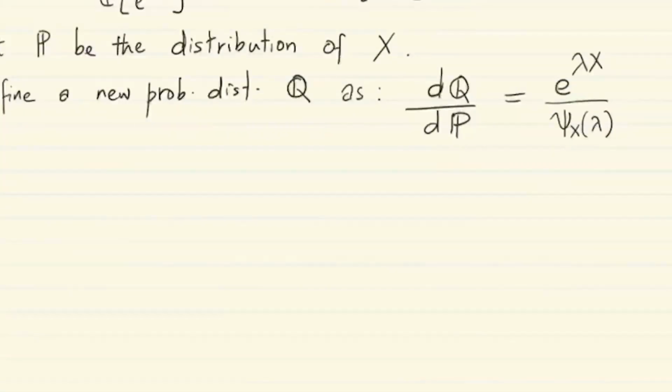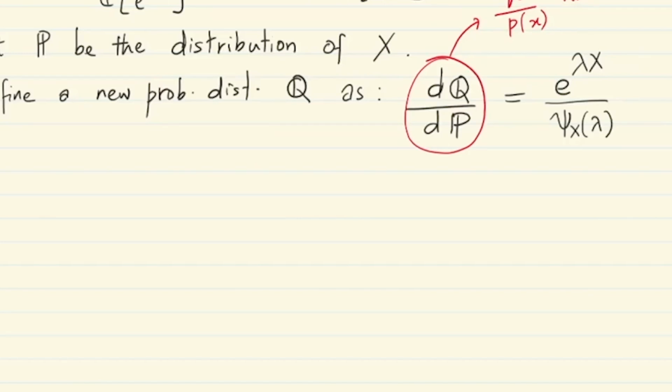Okay. So the notation dQ by dP, if you are not familiar with this, you can just for concreteness imagine that X is a discrete random variable, and then this just reduces to Q of x by P of x. If P has a probability density function, then dQ by dP is taken to mean the ratio of probability densities of Q by P, and this can be extended even for general random variables.